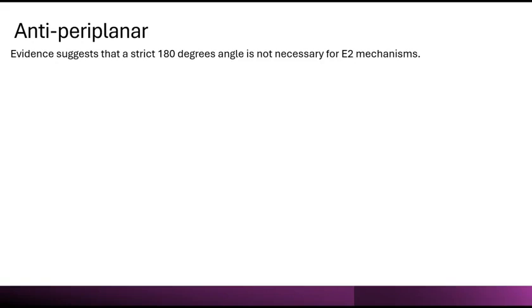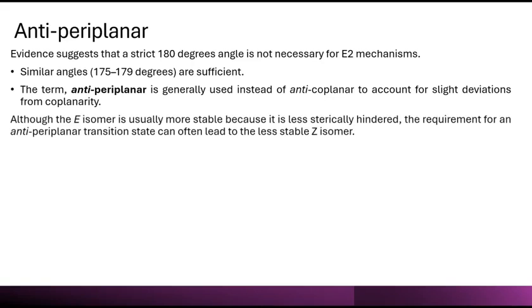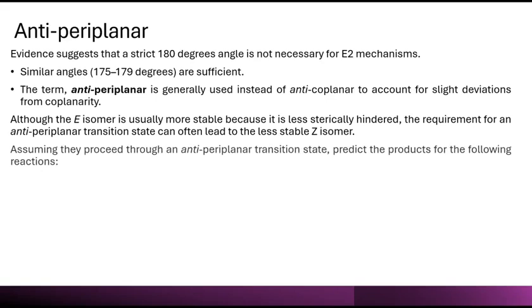Anti-periplanar. Evidence suggests that a strict 180-degree angle is not necessary for E2 mechanisms. Similar angles from 175 through about 179 degrees are sufficient. The term anti-periplanar is generally used instead of anti-coplanar to account for slight deviations from coplanarity. Although the E isomer is usually more stable because it is less sterically hindered, the requirement for an anti-periplanar transition state can often lead to the less stable Z isomer.